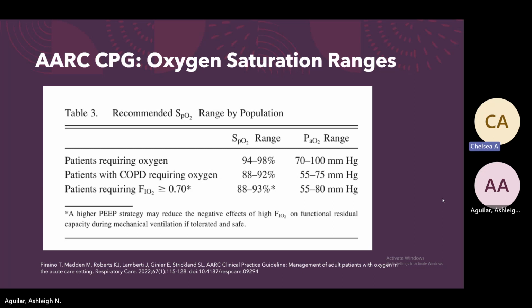And then lastly, we have oxygen saturation ranges that they provided and recommended. Patients who are requiring oxygen, their sat range will be 94 to 98%, and their PaO2 range will be 70 to 100. Patients with COPD requiring oxygen, their range is 88 to 92%, and their PaO2 range will be 55 to 75. And then patients requiring FiO2 of greater than or equal to 70%, their SpO2 range will be 88 to 93%, and their PaO2 range will be 55 to 80.